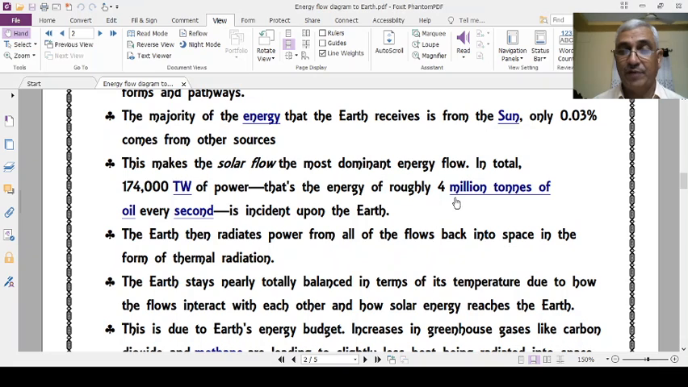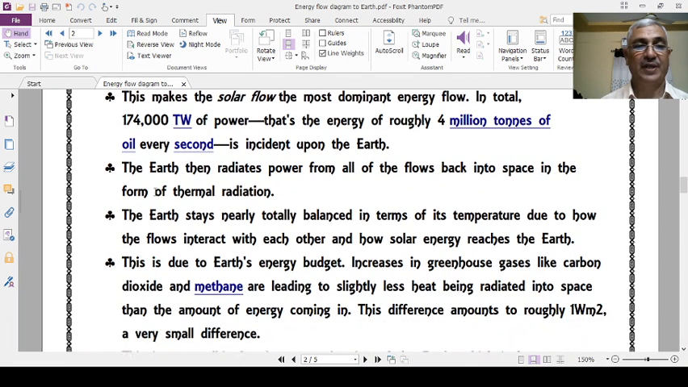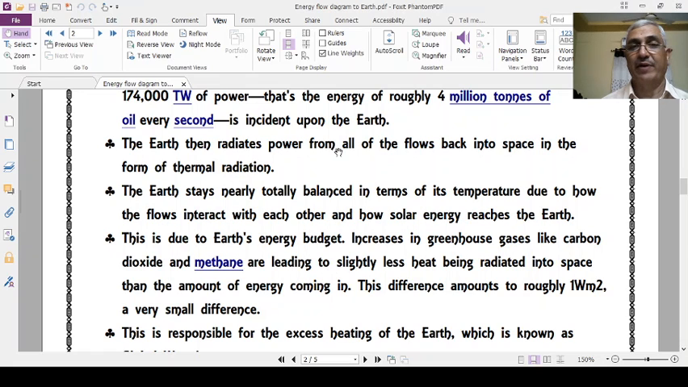This energy is equal to the energy produced by 4 million tons of oil in 1 second. The energy produced by 4 million tons of oil in 1 second is equal to the energy that flows towards the Earth from the sun, which is 1,74,000 terawatt. The Earth then radiates power from all the flows back into space in the form of thermal radiation.